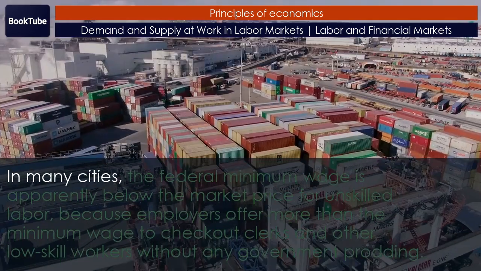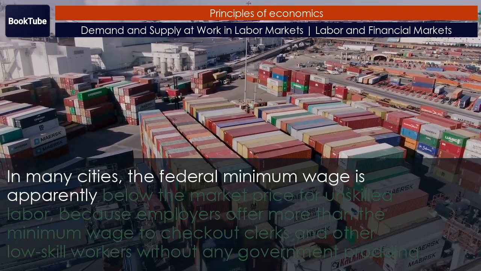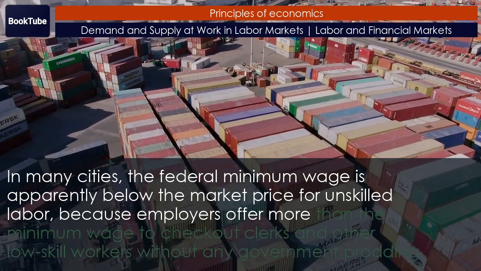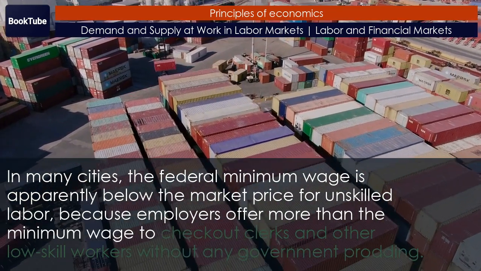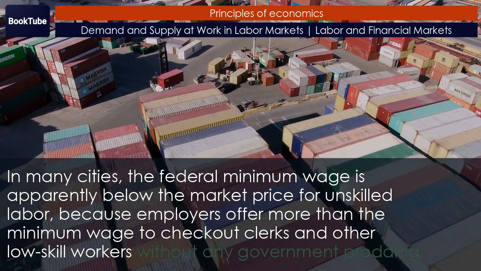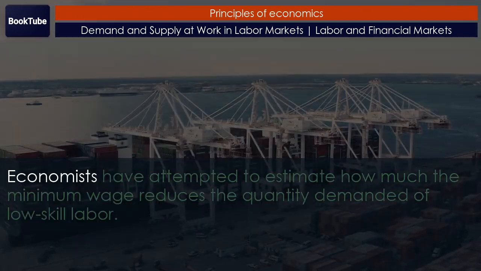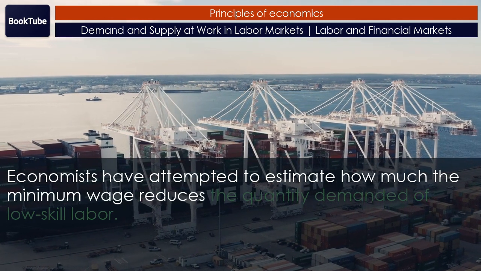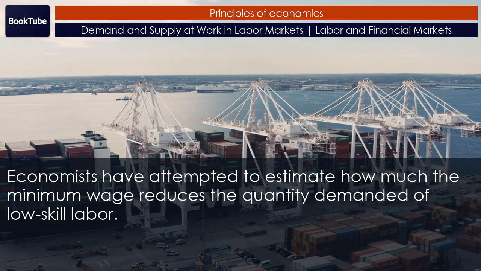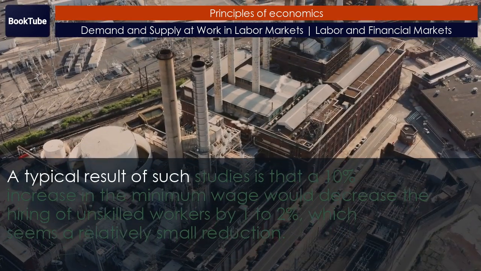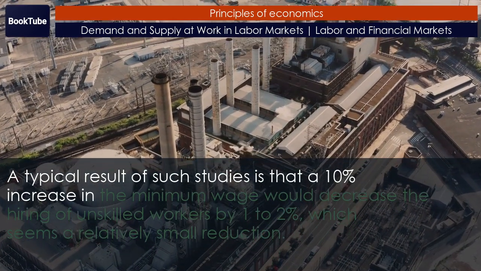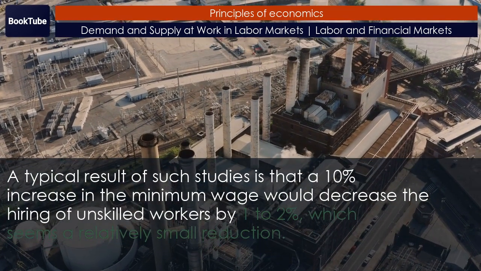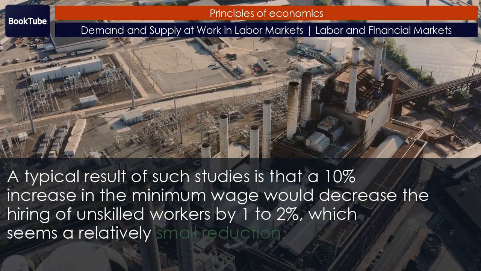In many cities, the federal minimum wage is apparently below the market price for unskilled labor, because employers offer more than the minimum wage to checkout clerks and other low-skill workers. Without any government prodding, economists have attempted to estimate how much the minimum wage reduces the quantity demanded of low-skill labor. A typical result of such studies is that a 10% increase in the minimum wage would decrease the hiring of unskilled workers by 1 to 2%, which seems a relatively small reduction.